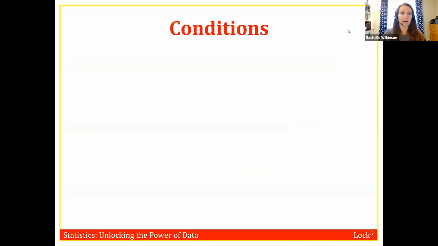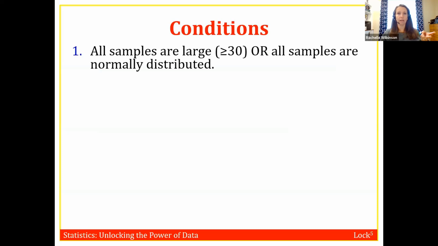So let's talk about the conditions for doing analysis of variance. There are two conditions that have to be met. The first condition is that either all the samples are large, so greater than or equal to 30, or all the samples are normally distributed. So this is condition number one, and it can be met either of these two ways. If the samples are large, we meet the condition, or if the individuals in the sample are normally distributed, we can meet that condition.